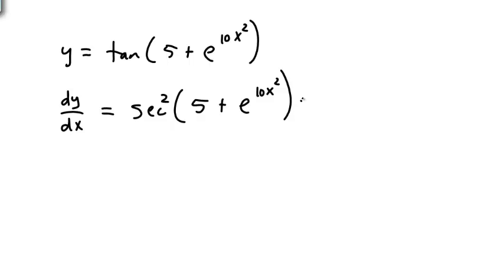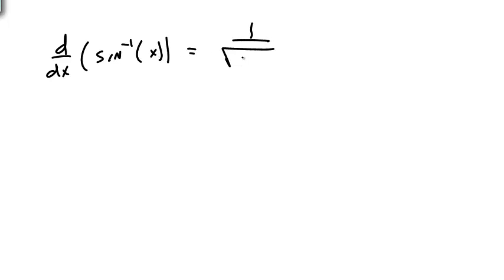Now the derivative of 5 is 0, we can ignore that. The derivative of e to the something is e to the something. And the derivative of that something, which is 10x squared, is 20x. Now we probably would ultimately put the 20x first and then the e and whatever, but this is the kind of answer I'm looking for. We will leave that as it is.